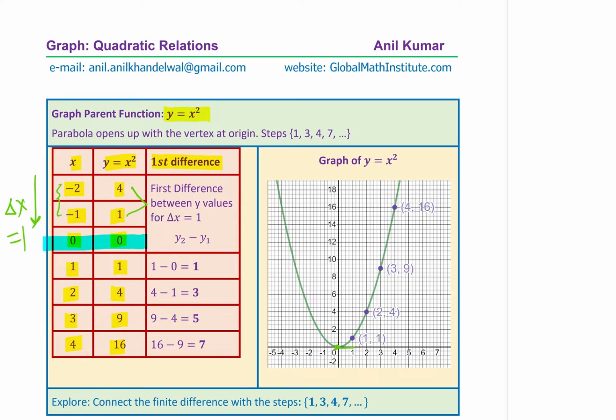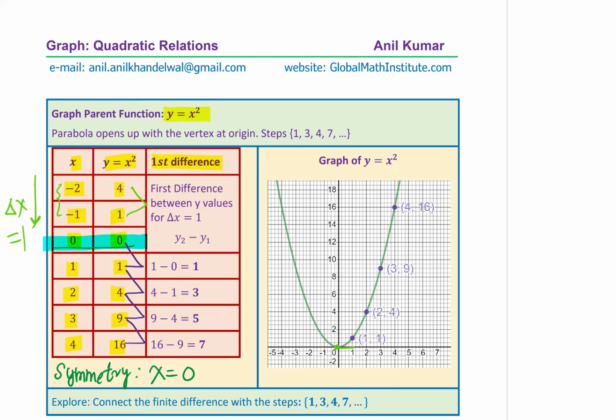Now it is important to analyze one side because of the symmetry, right? So we have symmetry. And the symmetry is x equals 0. So therefore, we are analyzing one side only. So when you do the difference, what do you get? That's what we're trying to figure out, right? So the first difference is y2 minus y1. So 1 minus 0 is 1. And then 4 minus 1 is 3. 9 minus 4 is 5. 16 minus 9 is 7.